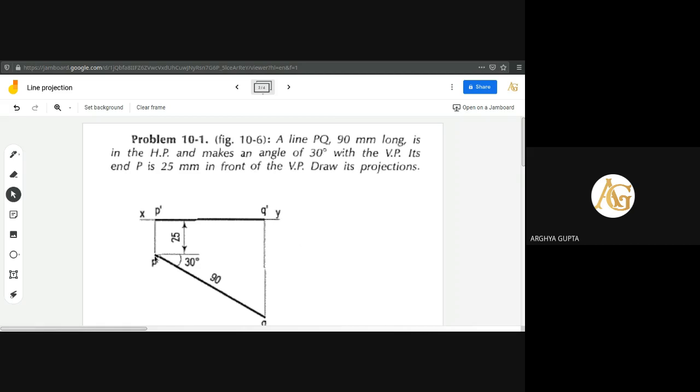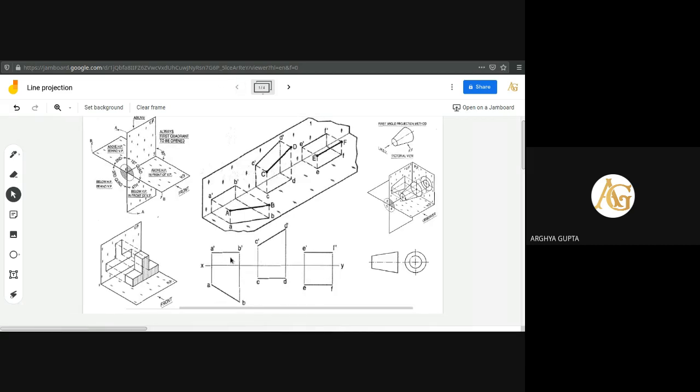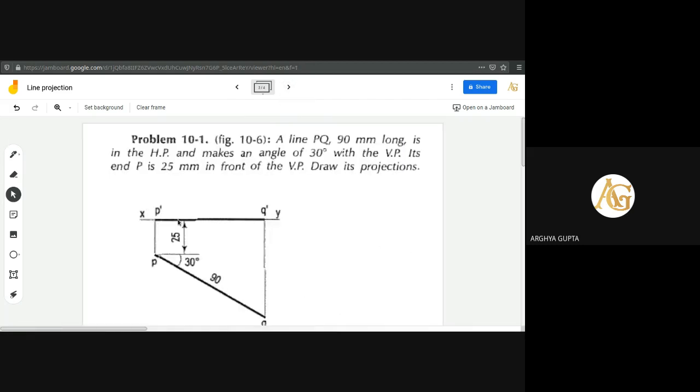Okay, so P point is taken and the inclination is given 30 degree. So a 30 degree line is drawn of 90 mm length. So PQ length is 90 mm at an angle of 30 degree. Once the line is drawn, two projection lines are to be drawn, and that portion will be made dark as it is on the HP. In the other case, it is not on the HP, it is some distance above the HP. So that distance was taken, but here it was said it is on the HP, so the line will be drawn on the XY line.